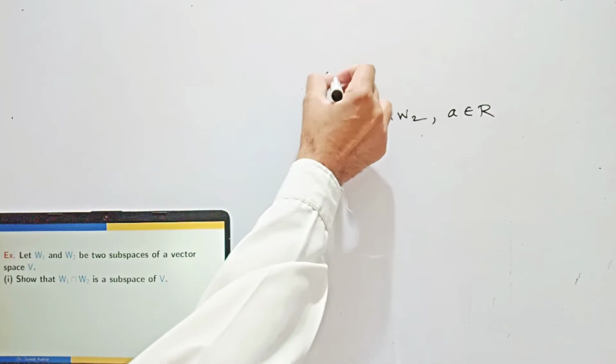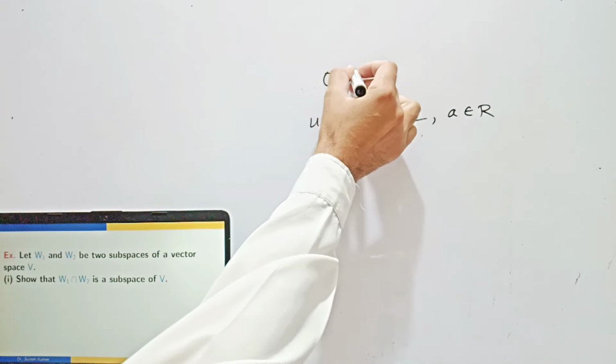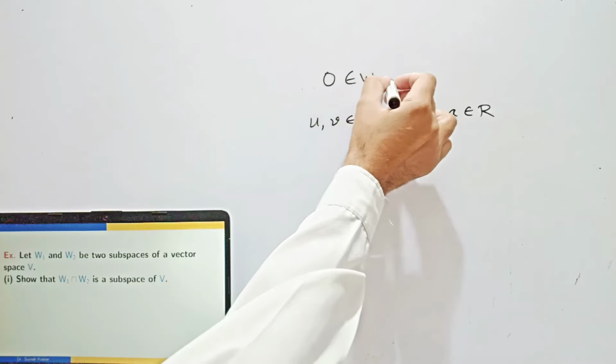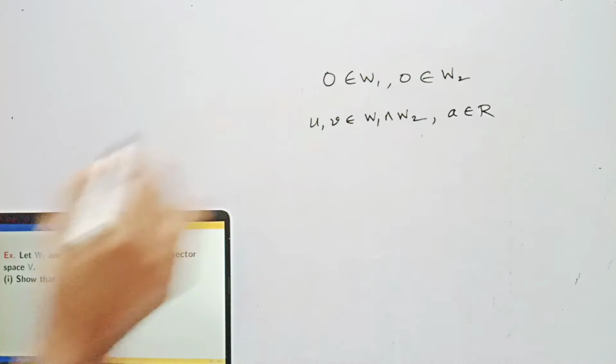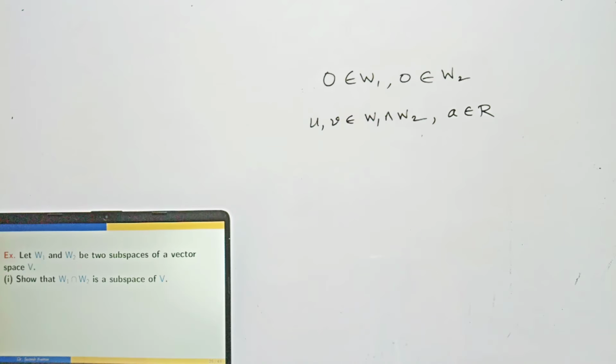Yes, it is non-empty because both are subspaces, both are vector spaces. So at least the additive identity belongs to both the subspaces. So 0 belongs to W1 intersection W2. So W1 intersection W2 is non-empty. We can choose members from it.